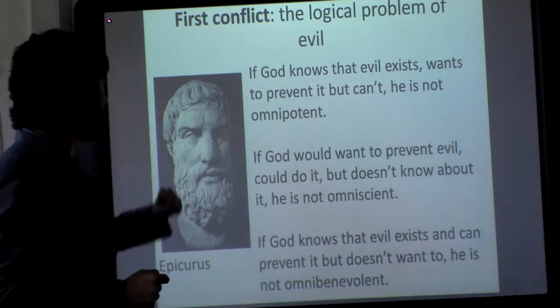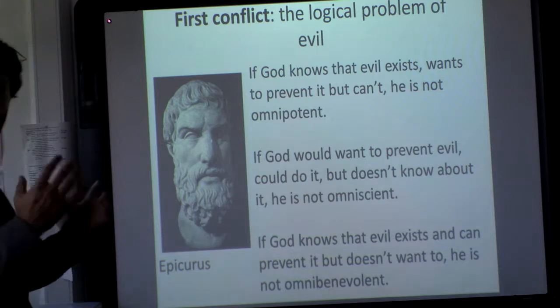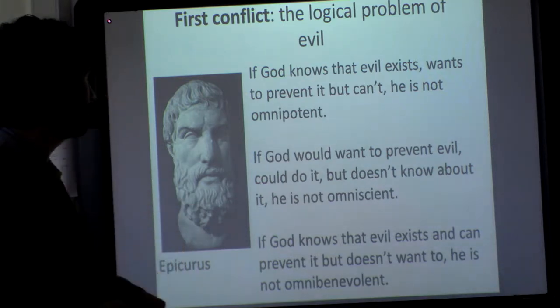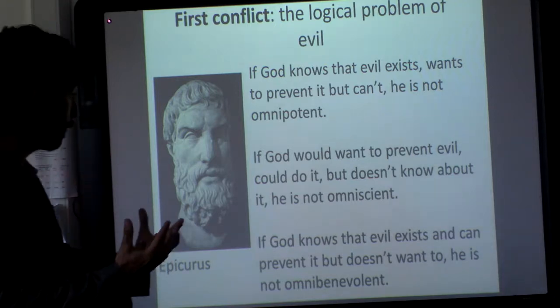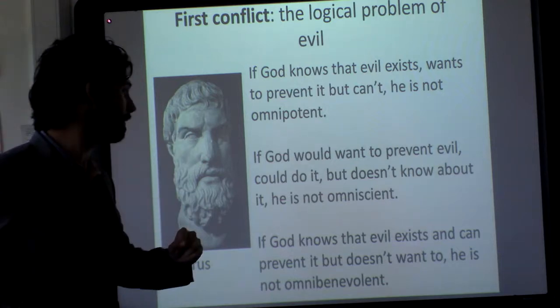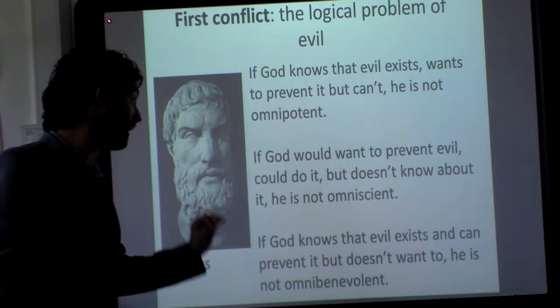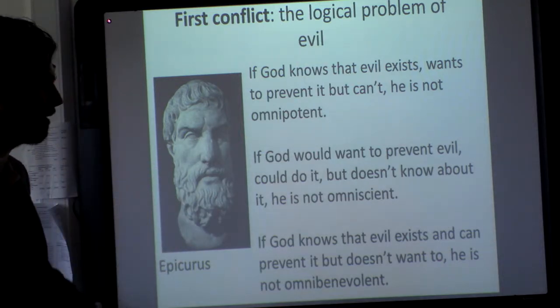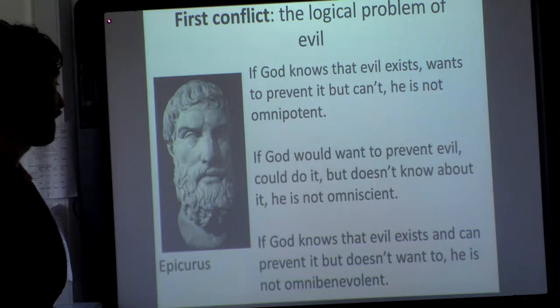Number 1, if God knows that evil exists, wants to prevent it, but is incapable of doing so, he can't do it, then that means he's not omnipotent. If God would want to prevent evil and would be able to do it, but he just doesn't know that it's there, then he's not omniscient. Lastly, if God knows that evil exists and can prevent it, but just doesn't really want to, can't be asked maybe, then he's not omnibenevolent.